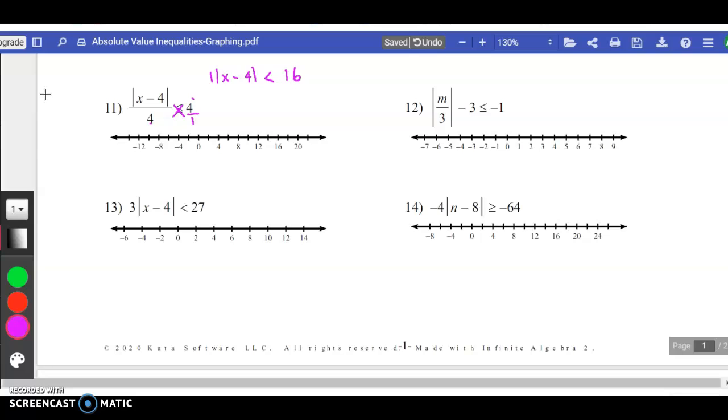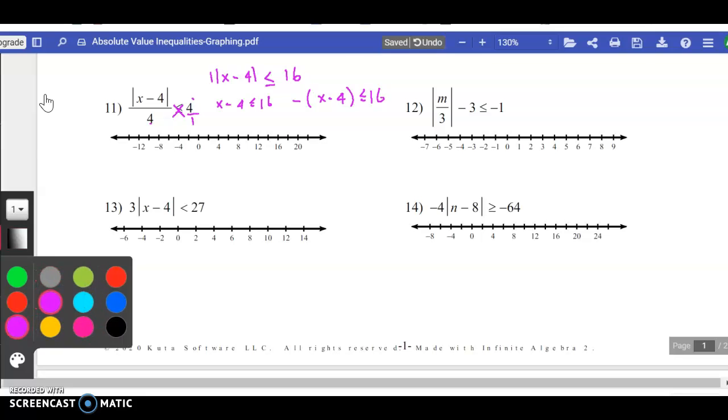Oh, and sorry, that's a less than or equal to. I covered that up a little bit. So there's a 1 out front, but 1 doesn't change anything. I'm going to go ahead and set this up as x minus 4 less than or equal to 16, and negative of x minus 4 less than or equal to 16.